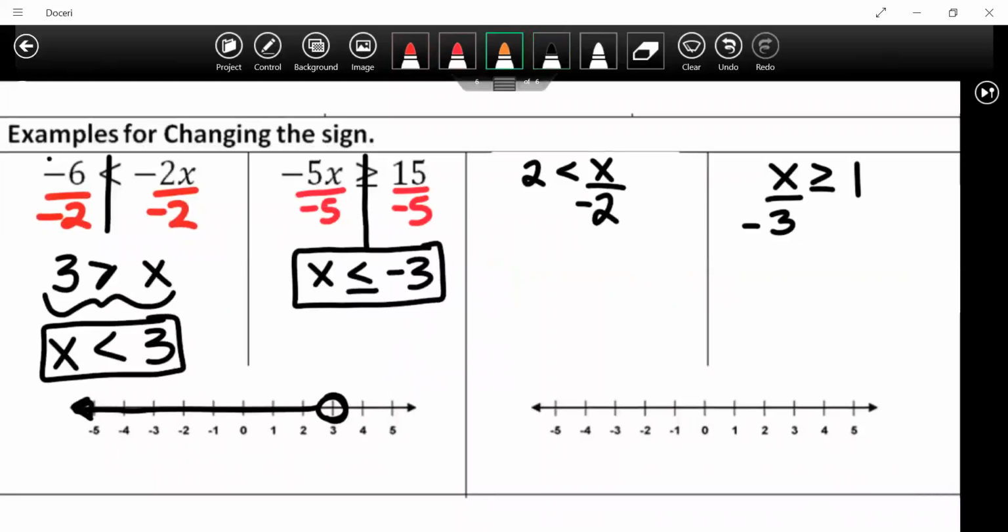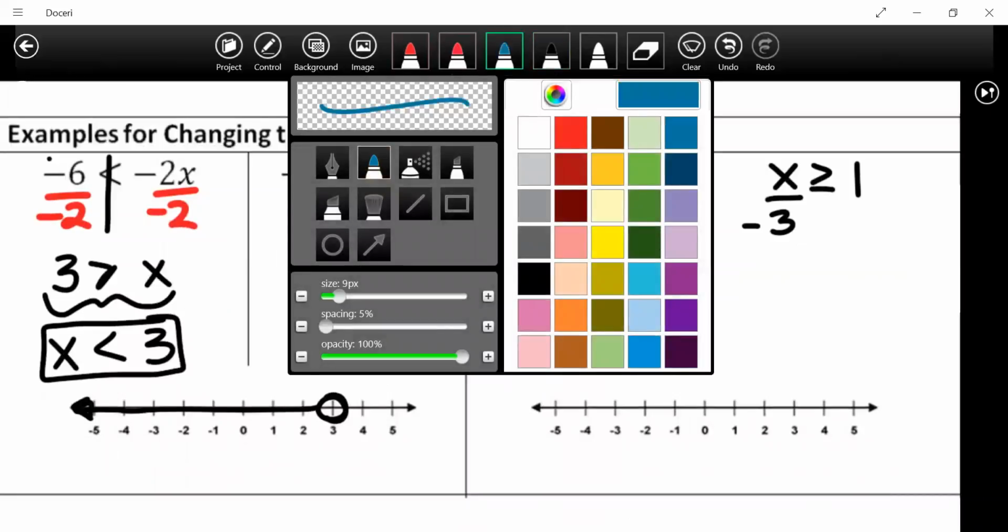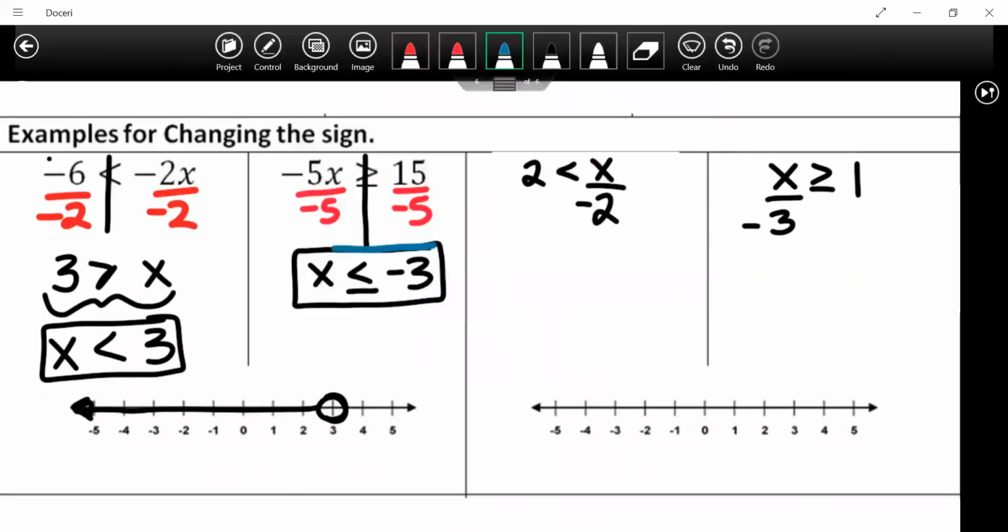I'll do this in another color so you guys can see a little bit better. Let's do it in blue. Okay, -3, open or close circle? Close, going left to right. What direction is the inequality pointing to? Left, right? So go left. Cool. Okay. Doing the ones to the right, this is now the opposite way.